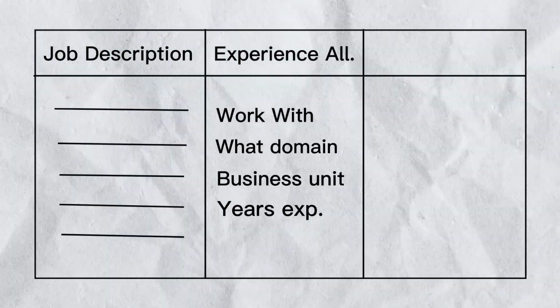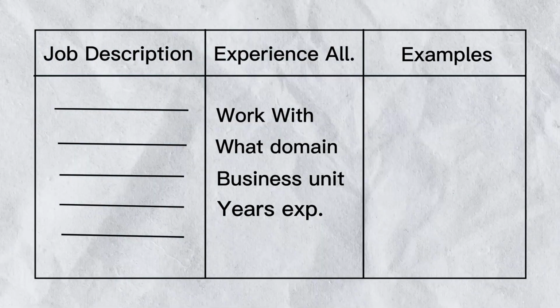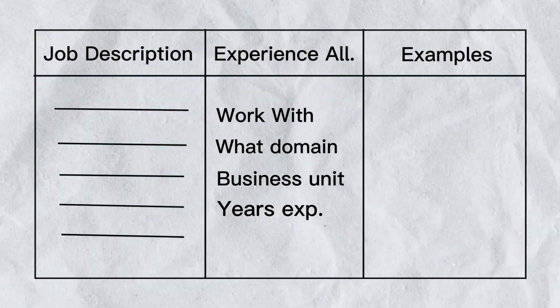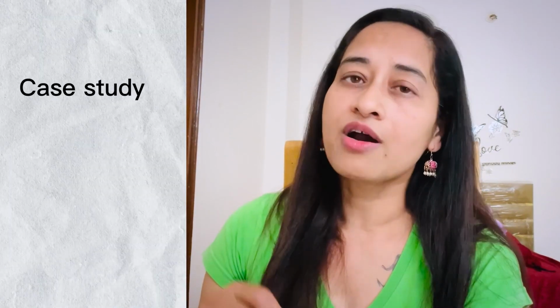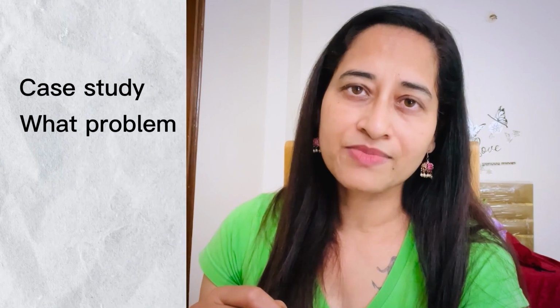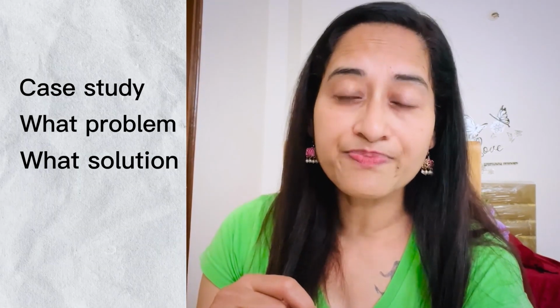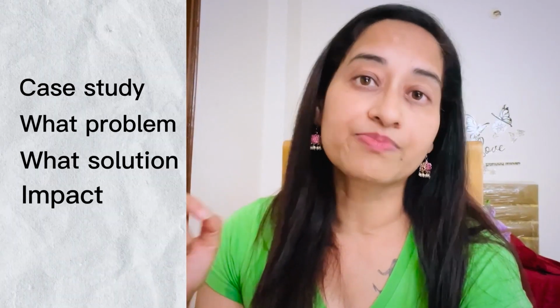Last column, illustrate examples. So when we talk about your experience with executive stakeholders, look back in your life and think, was there any problem that you faced with executive stakeholders? And how did you go about it? So the third column is about you writing a powerful case study, a real life example about what problem you faced, what solution you came up with, and the impact that you ended up creating.